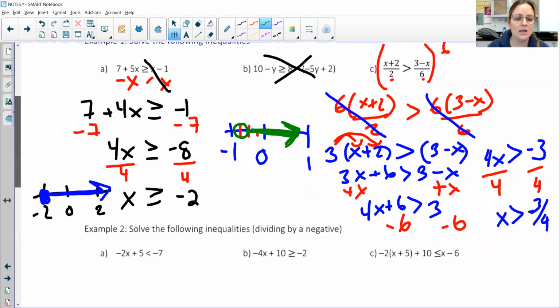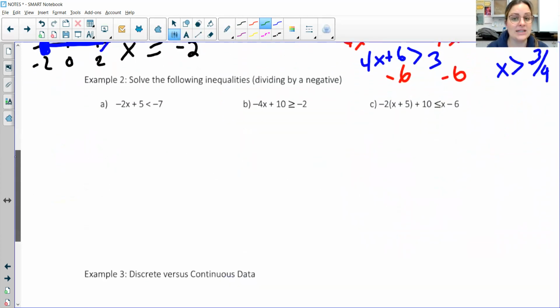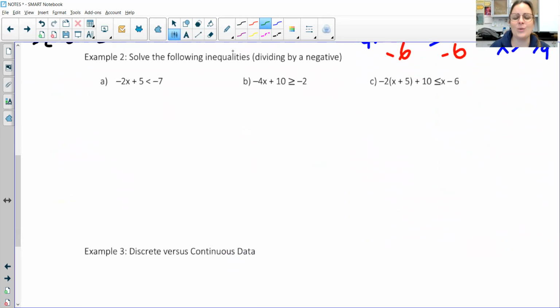Okay. So the next example is exactly the same thing, except we're going to end up dividing by a negative value. Remember, dividing by a negative changes the sign of every single term. So because we're changing the signs, we have to change the direction of the inequality as well. So I'm going to show you an example, and then I want you guys to try the next one on your own. We're not going to do B, we're just going to do A and C.